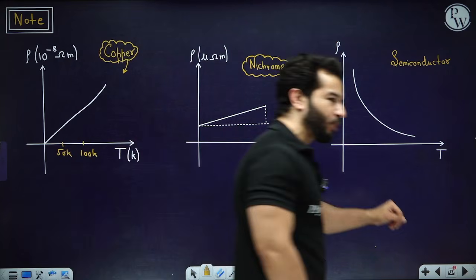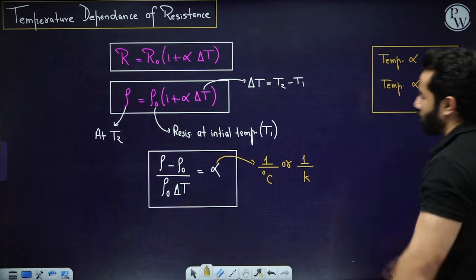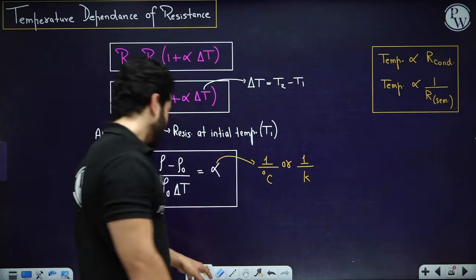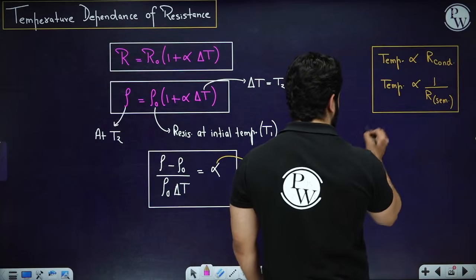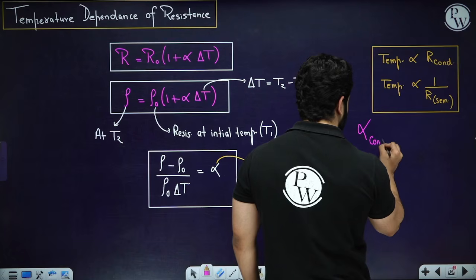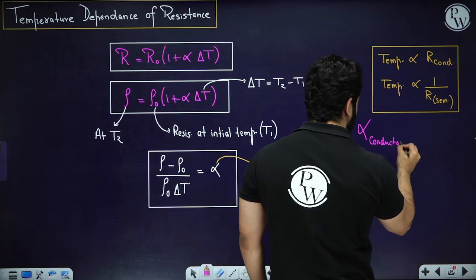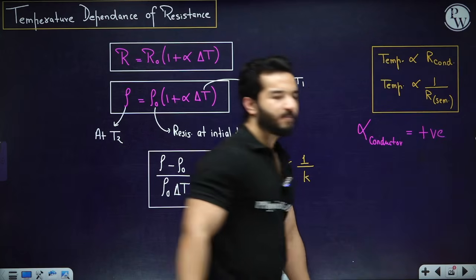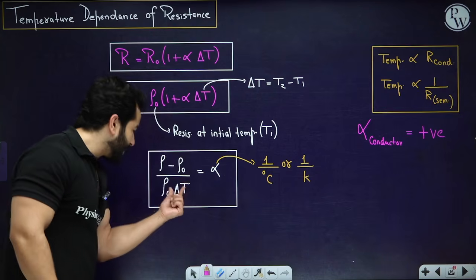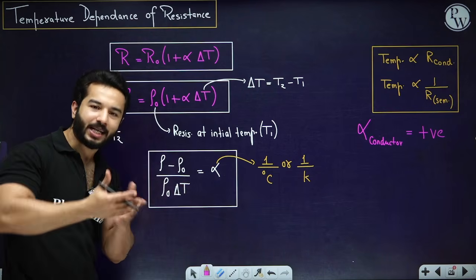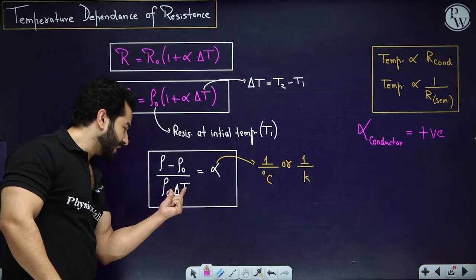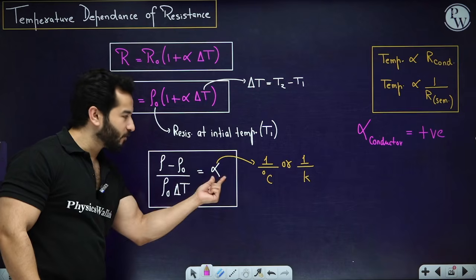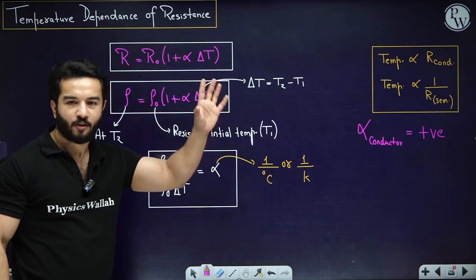This will also explain one thing. What does this alpha tell us? This tells us that for conductors, and for all the metals, alpha is going to be positive. Because if you are increasing temperature, delta T is positive always, and rho is greater than rho naught, that means alpha will be positive. So for conductors, alpha will be positive.